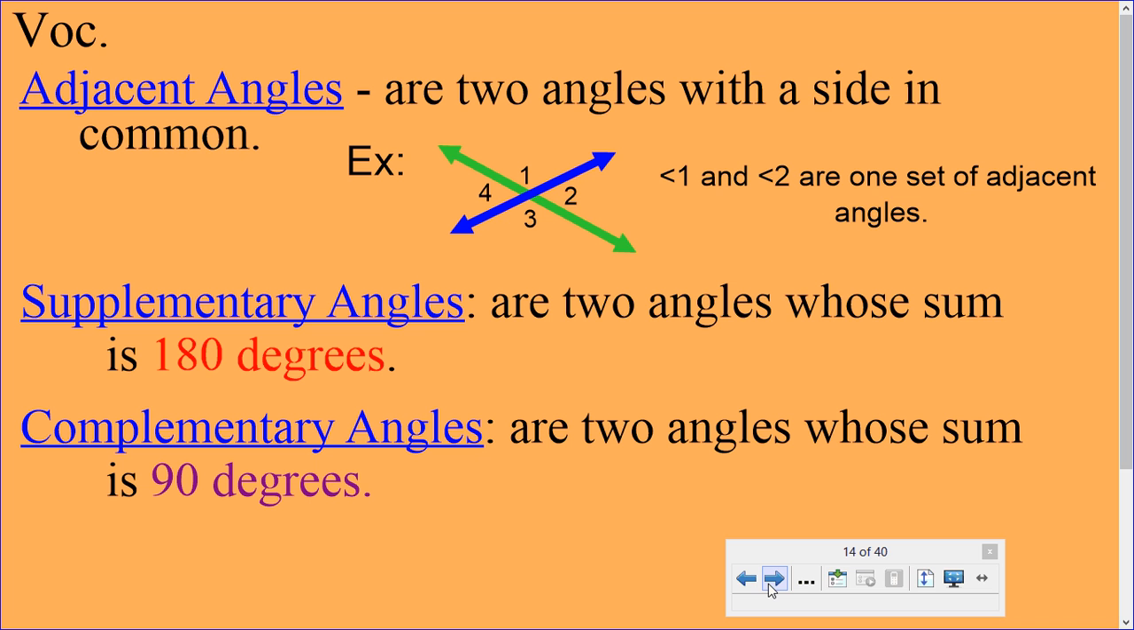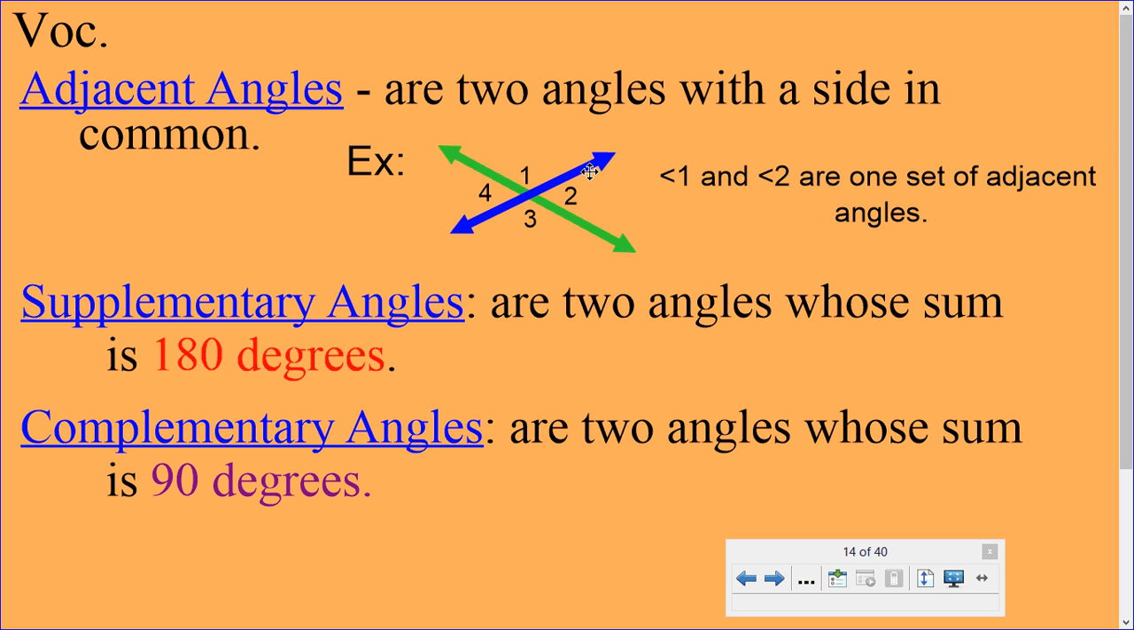Adjacent angles are two angles with a side in common. So here we have two lines. They intersect at the point here in the middle, and they form four angles. 1, 2, 3, and 4 are the labels. And I notice angle 1 and angle 2. These are on the same side, and it's cut right here by this blue line.